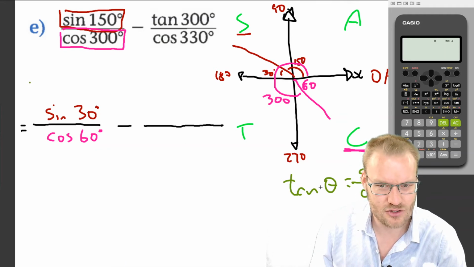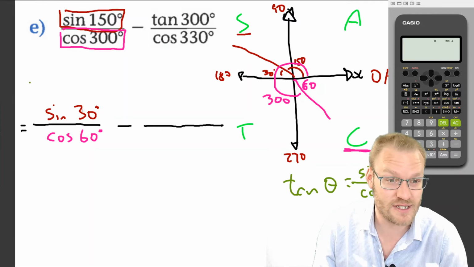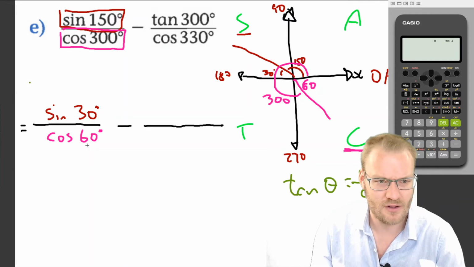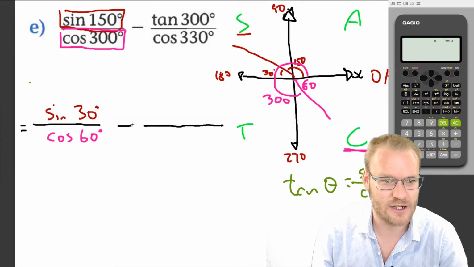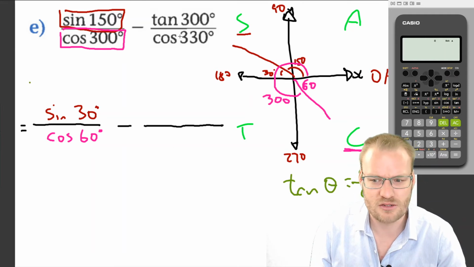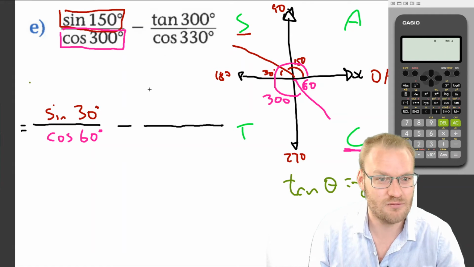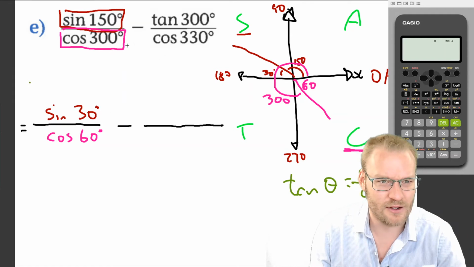Looks like this little trick, tan theta equals sine theta over cos theta, we're not going to use because these angles are different. They are complementary, but we're going to get to those later this week. Okay, then let's keep going.